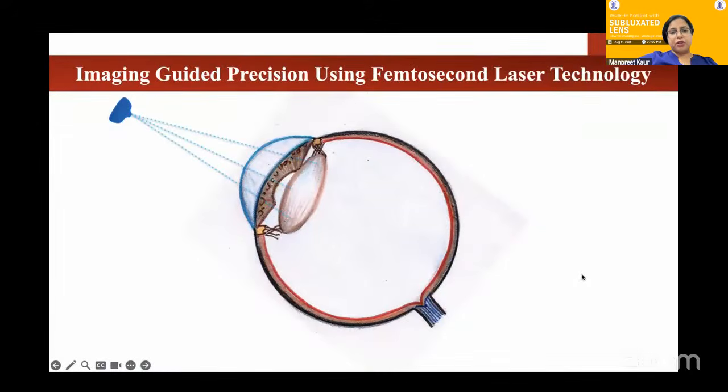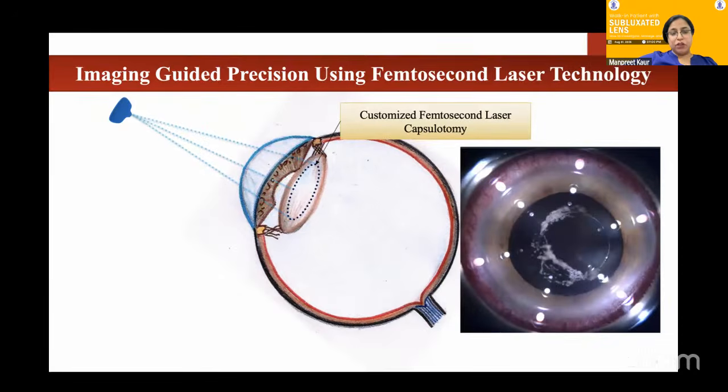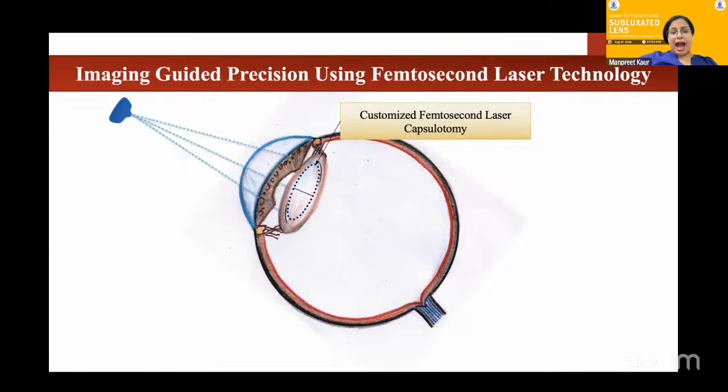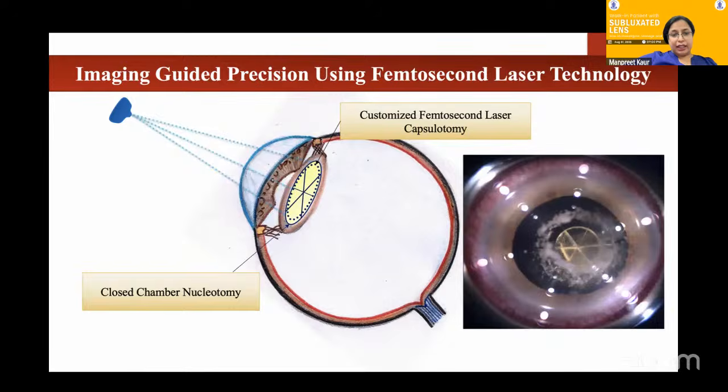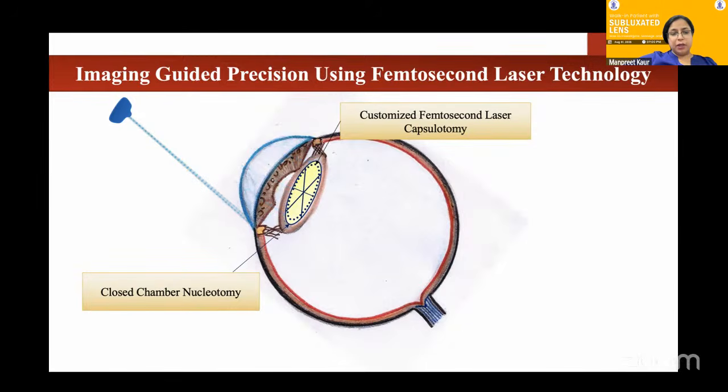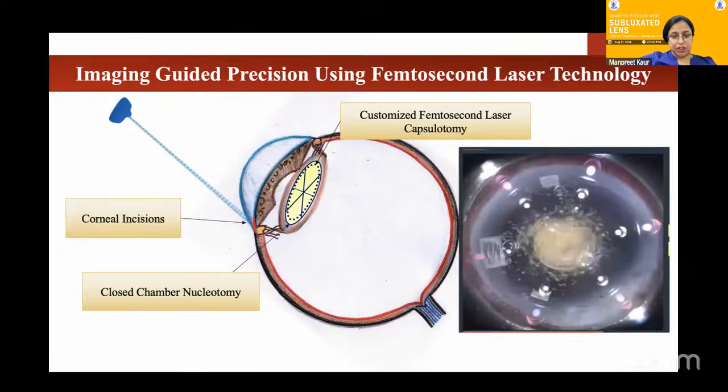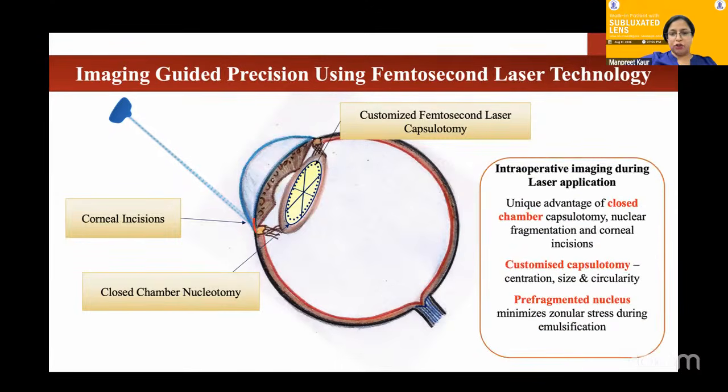So what is the role of femtosecond laser technology? The pulses are going to create a capsulotomy, which can be customized as per the location and the size, and nuclear emulsification in toto without creating anterior chamber fluctuation. So it's a closed chamber nucleotomy and rhexis, as well as incisions, in which the anterior chamber does not fluctuate. So you are not causing any additional zonular stress in these steps which occur before your phacoemulsification. And then the intraoperative imaging during laser application gives a unique advantage of customizing your parameters.